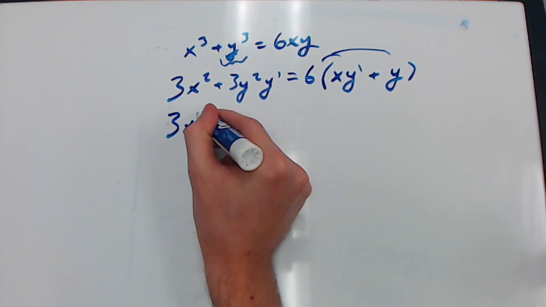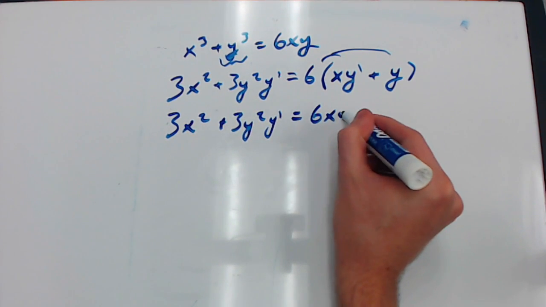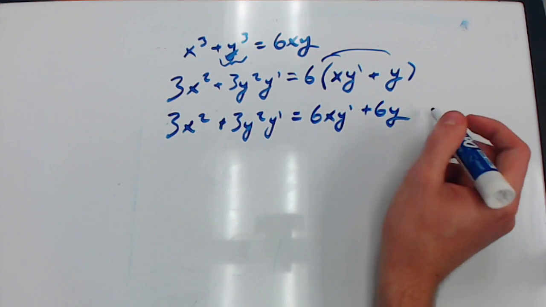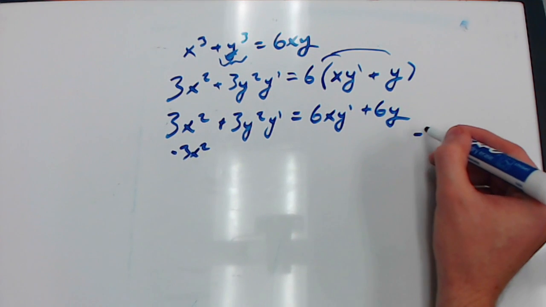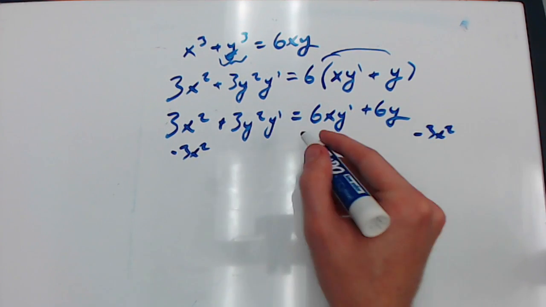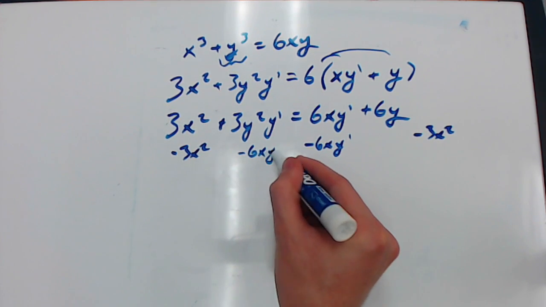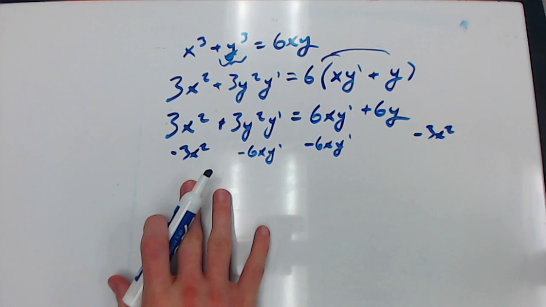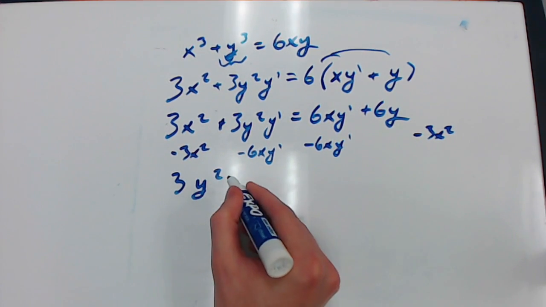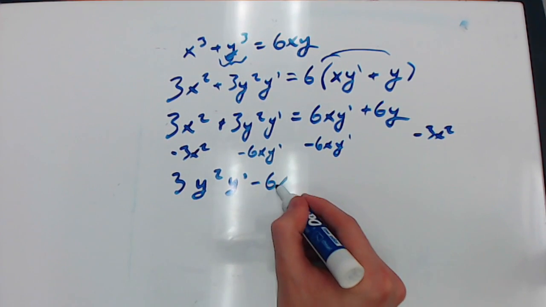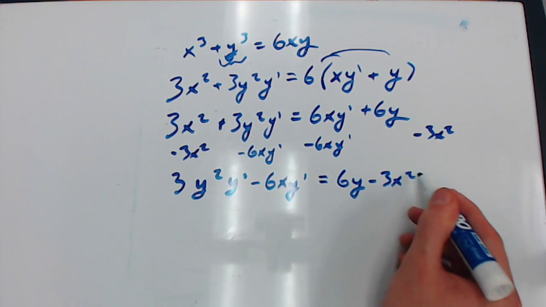So we'll have 3x squared plus 3y squared y prime is equal to 6xy prime plus 6y. Now what I'm going to do is subtract 3x squared from both sides and subtract 6xy prime from both sides. This way I'm getting all my terms with y prime on one side and all the terms that don't on the other. So we'll end up with 3y squared y prime minus 6xy prime is equal to 6y minus 3x squared.